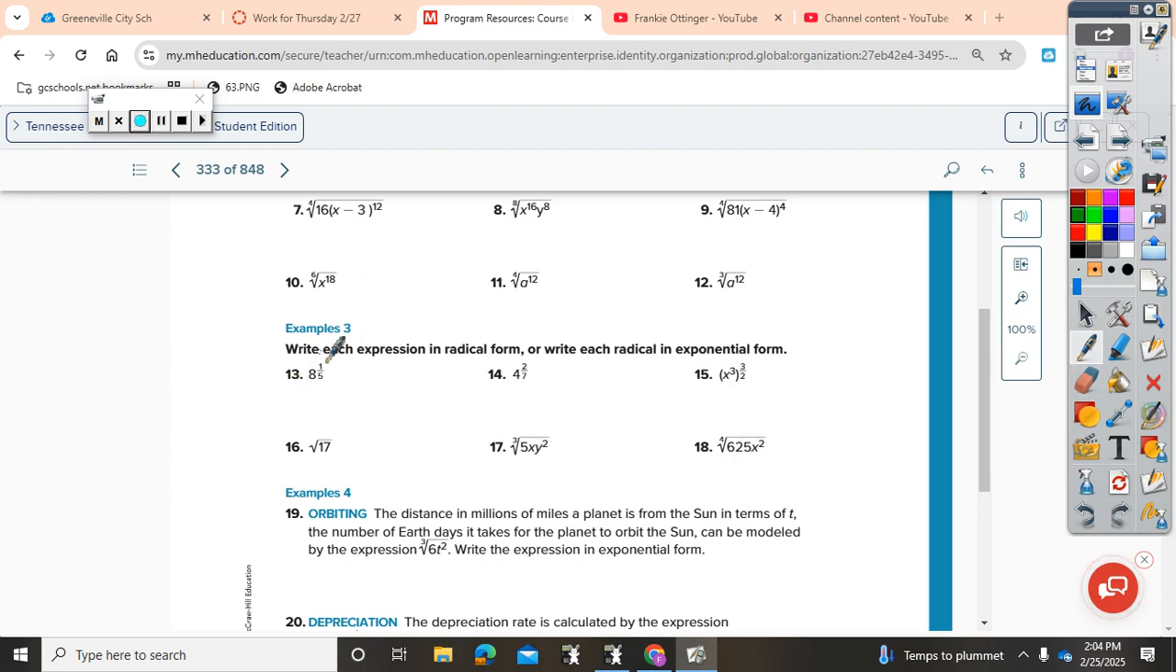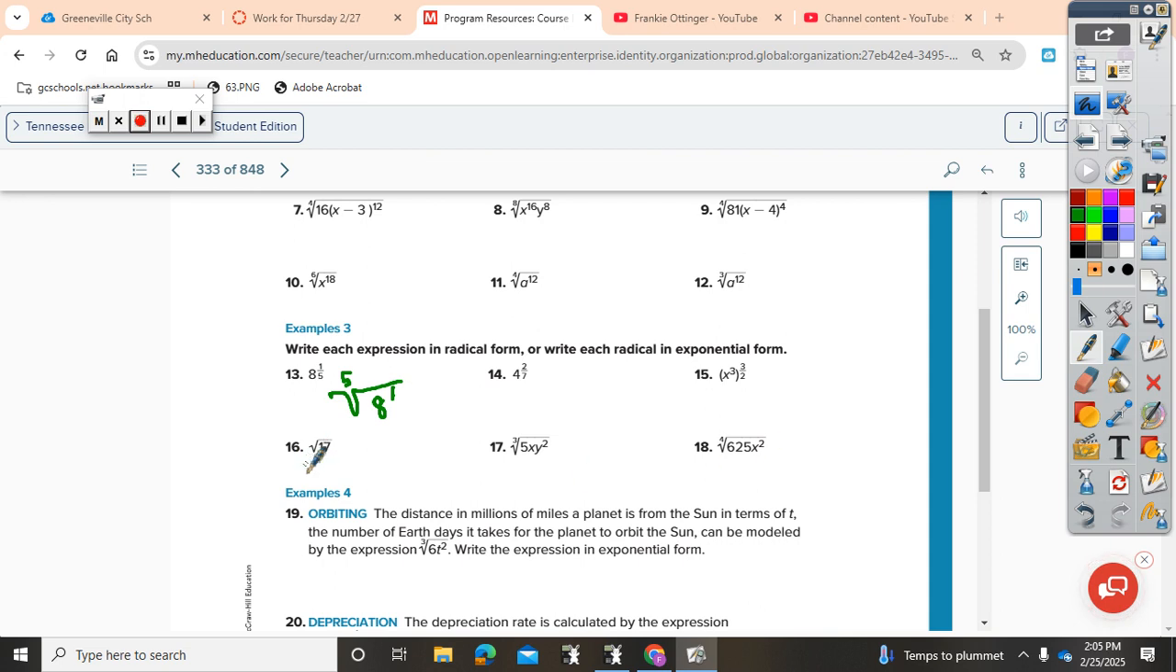But what did I say? If you're going to write it, so this is in exponential form, and they want us to write it in radical form. So we're going to put a radical, and which one did I say was the index? And so the index is 5 because I said it's on the bottom. So that's the 5th root of 8 to the 1 power. Okay? And you don't have to write 1 power, but just to give you the visual.